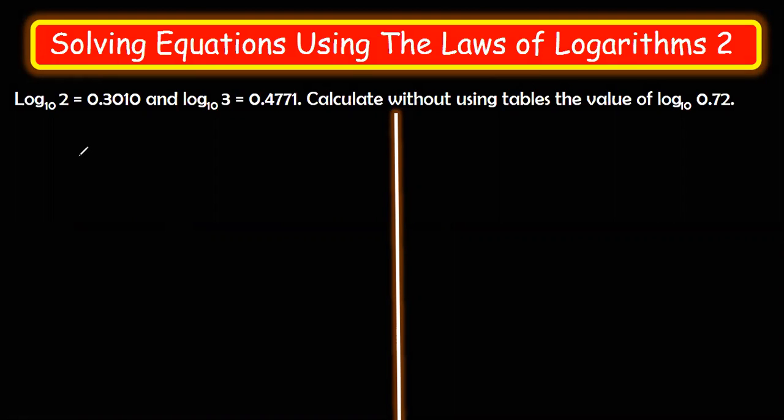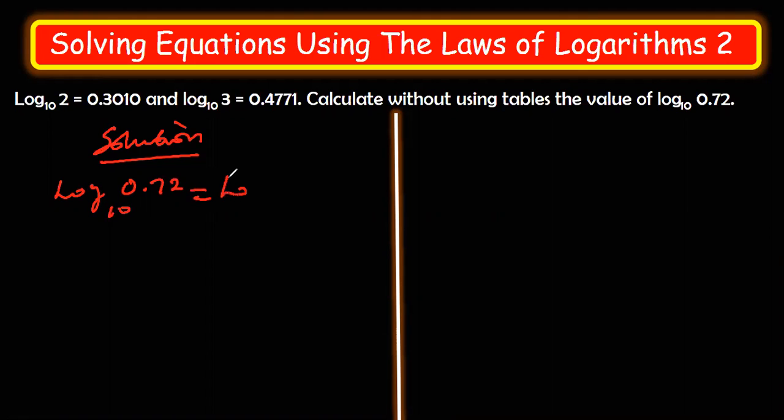Now in this type of problem, since you have been given the values of log 2 and log 3, and the log we have to simplify or solve is log 0.72 in base 10, what we're going to do here is change that guy to a fraction first. So we have our solution again. Log 0.72 in base 10 is the same thing as log of 72 divided by 100 in base 10, and then we apply the laws of logarithm.